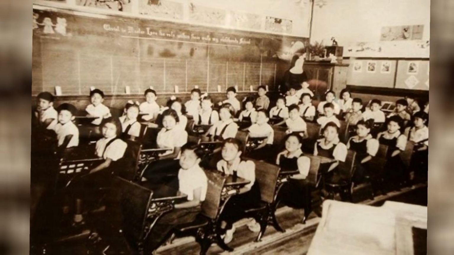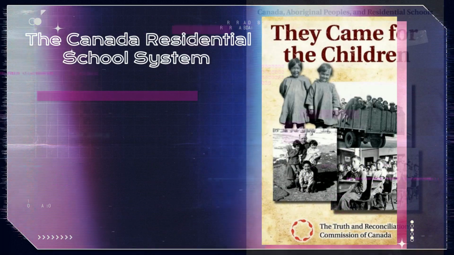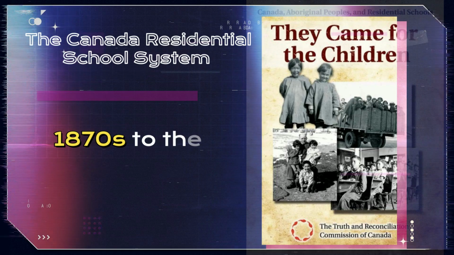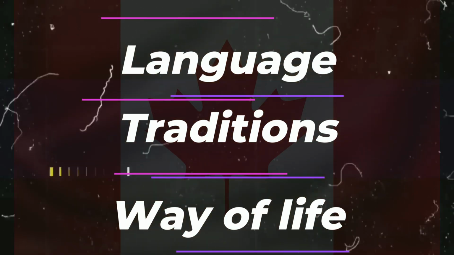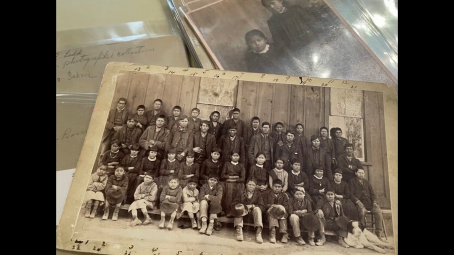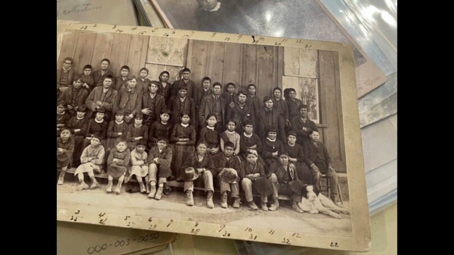The Canadian residential school system was a dark period in Canadian history that lasted over a century, from the 1870s to the late 1990s. During this time, the Canadian government operated a network of residential schools that were designed to assimilate Indigenous children into Canadian culture and eradicate their language, traditions, and way of life. The residential school system was run by various Christian denominations and the federal government.